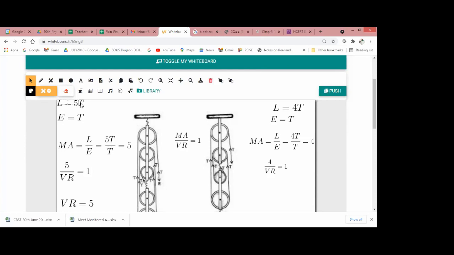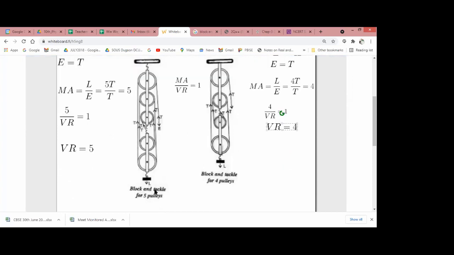Now, take this example itself, block and tackle. Let us take the block and tackle example. If you see carefully, is the effort only being applied to lift the load? Ideally, we are using it only for lifting up the load. But do you feel your effort is only used for lifting the load?